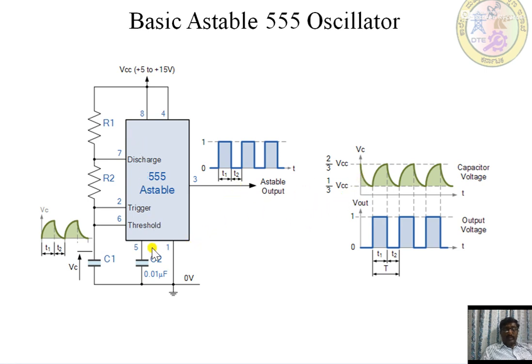These are the pin numbers. Pin number 1 is what? Ground, it is being grounded. Pin number 2 is the trigger, and pin number 2 and 6 will always be shorted. Pin number 7 is the discharge. Pin number 8 is what? The VCC, which is connected to plus 5 to 15 volts. This is just the threshold voltage, which will offer 2/3 of the VCC.